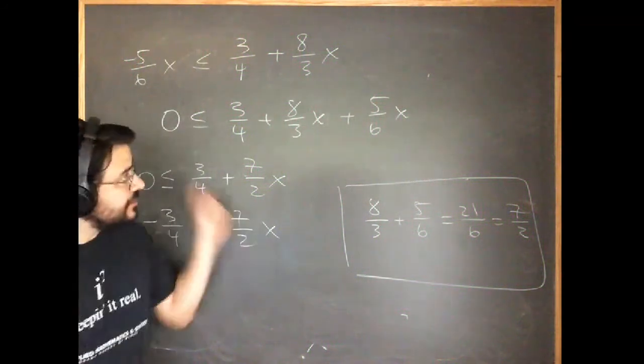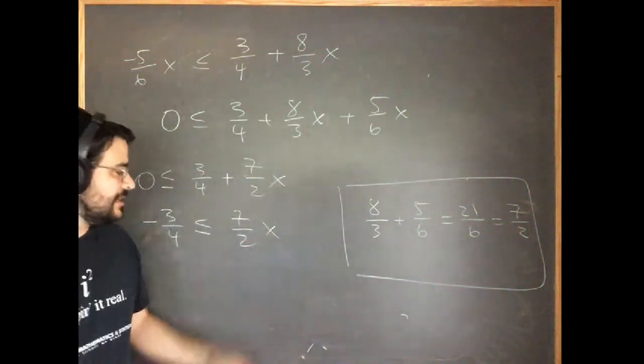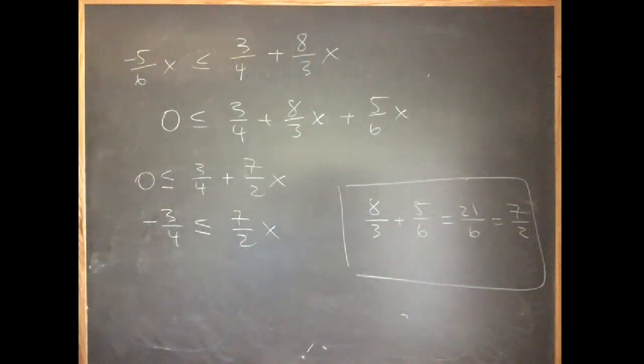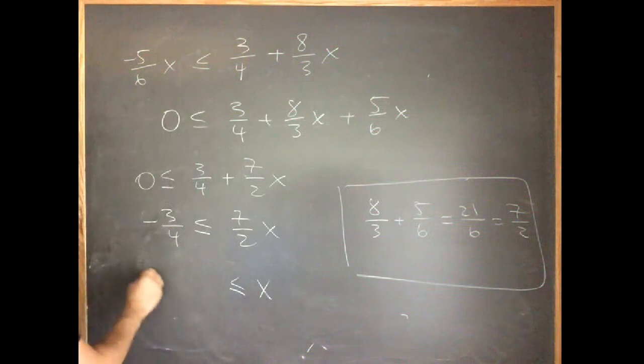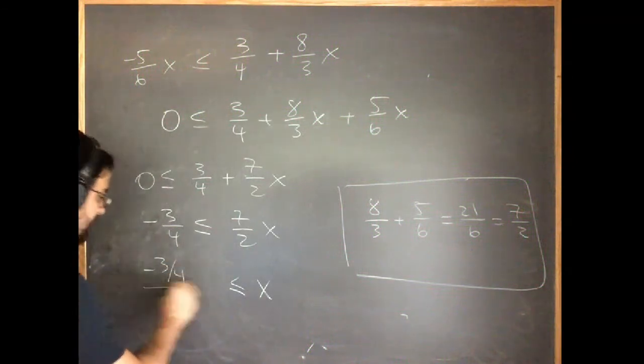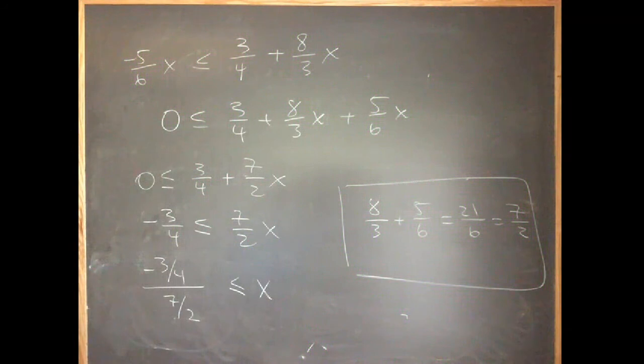And now, because I put everything on that side and I made sure that these are all positive, I can divide by the 7 over 2 and isolate the x on its own. So divide by 7 over 2. On this side, we'll get negative 3 over 4 divided by 7 over 2. And on the right-hand side, the 7 over 2's just cancel out.